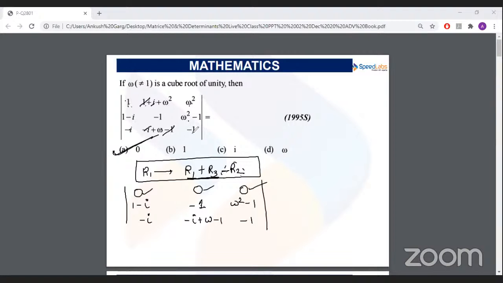You have to think about which of the operations will make the determinant value simple, right? So we can simply see if we add R1 and R3, then these two elements are simply getting cancelled very easily, and this second one is also getting cancelled using the properties of omega, that is 1 plus omega square is equal to 0, right? Property of cube roots of unity. Okay, I hope this is clear. Very easy question, right?